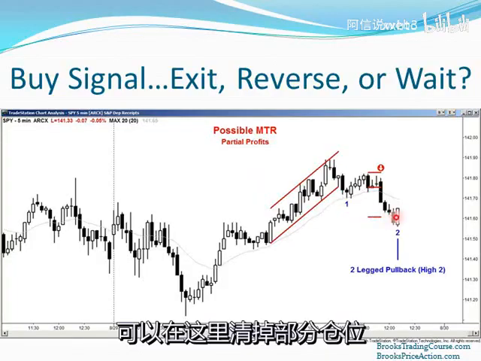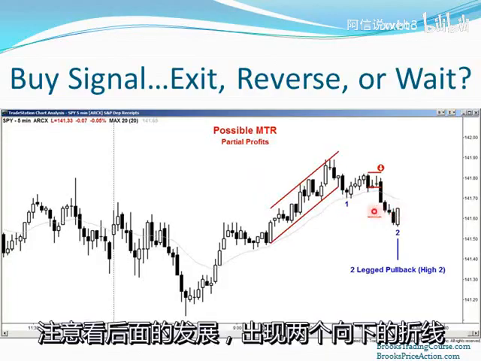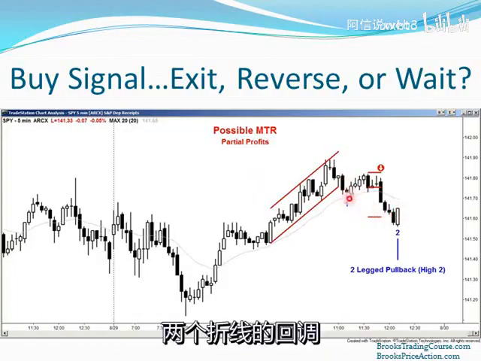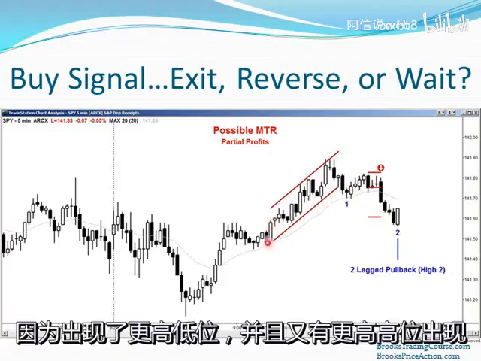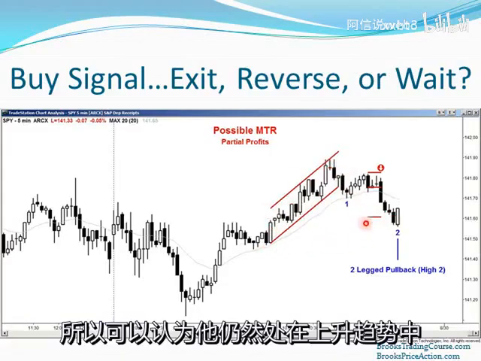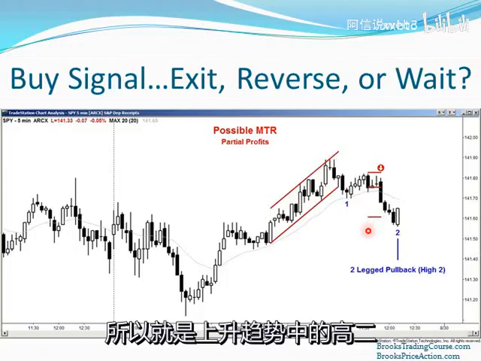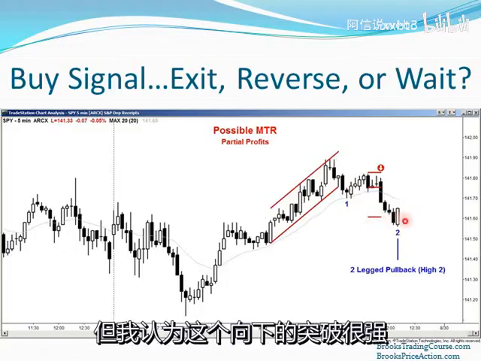So you might take partial profits here. In fact, you should. And now look what we have. We have two legs down, 1 and 2, so it's a two-legged pullback, and therefore it's a high 2 buy. Is it still a bull trend? Well, we're still making higher lows, and we have a higher high, so you could argue that it's still a bull trend, and therefore it's a high 2 and a bull trend.